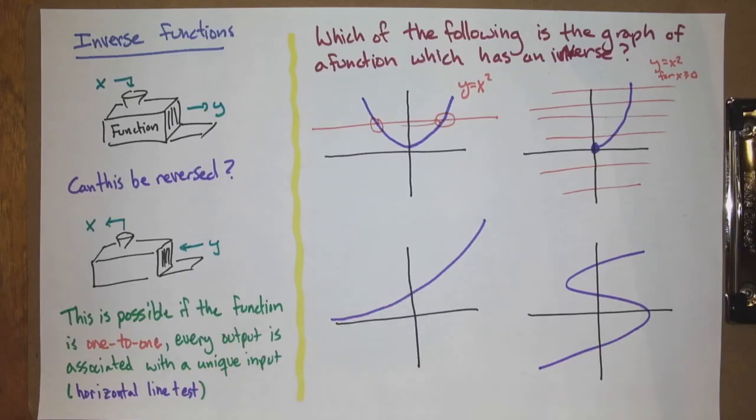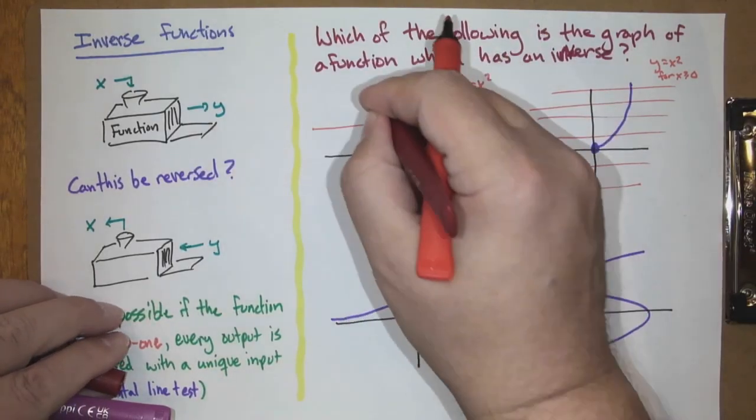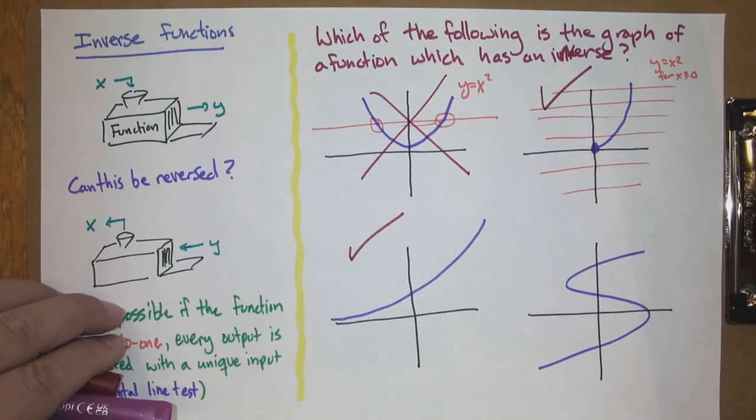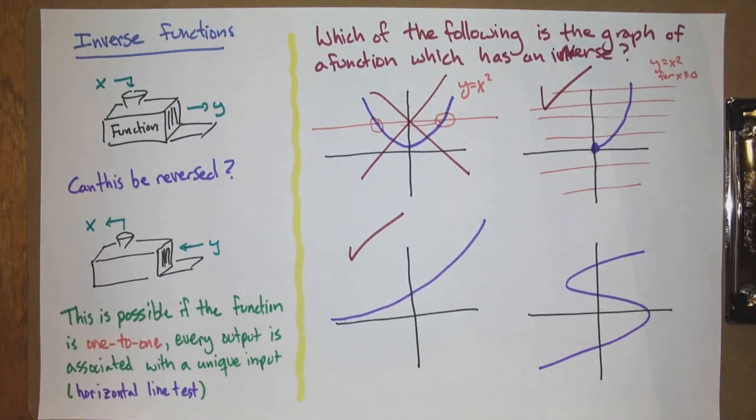Yes. Again, we can do the horizontal line test. So we should say this is a no, this is good, this is good. How about this? Is this the graph of a function which has an inverse?